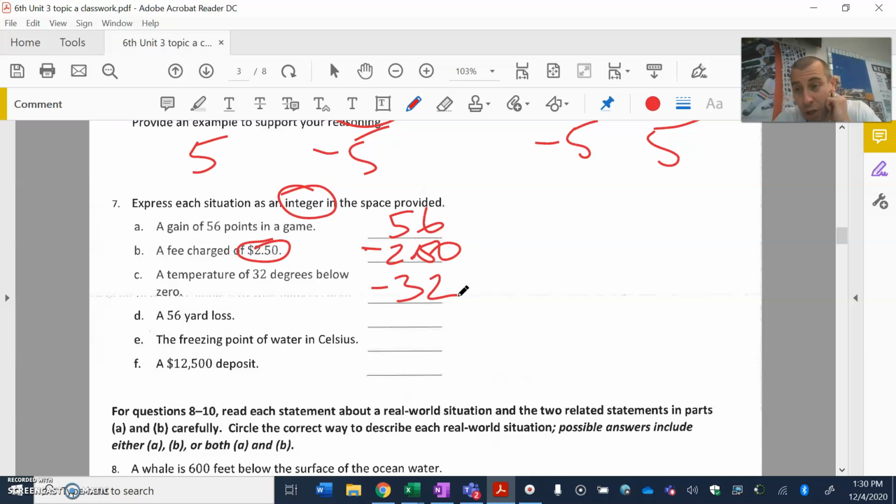A 56-yard loss. If we're losing something, it's setting us back. So that is a negative that's there. The freezing point of water in Celsius. Do you know what that is? Do you know what freezing point in Celsius is? Check with your local science teacher, but I believe it's at 0.